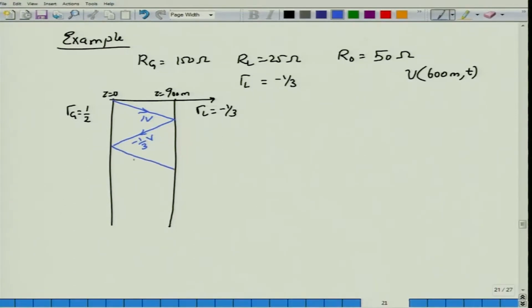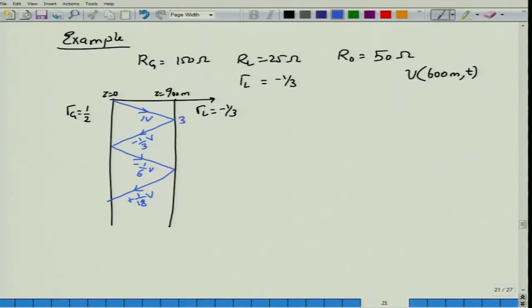Again there will be one more reflection of minus 1 by 6 volt, because minus 1 by 3 gets multiplied by half, therefore this becomes minus 1 by 6. A further reflection will be at plus 1 by 18 volt. So, you can see 1 by 18 is very small, and it just keeps on reducing. And what are the different time slices that these voltage changes are happening at the load side?